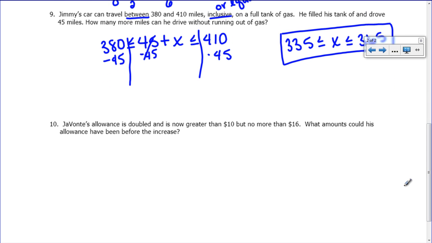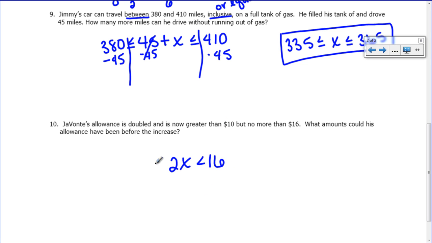Number 10, Javante's allowance is doubled and is now greater than $10, but not more than $16. What amounts could his allowance have been before the increase? Well, we know that his allowance was some number we don't know, and it got doubled, so that's times 2. It is now greater than $10, but not more than $16. The big number always gets put on the left. So if it's not more than 16, that means it's less than or equal to 16.